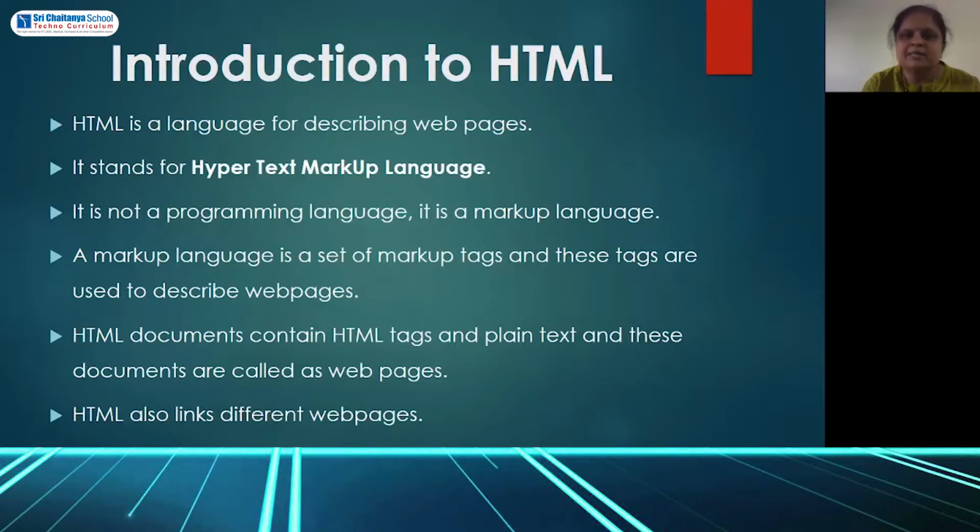So, what is this HTML? HTML is a language for describing web pages. You know what this describing is? You might have observed in the browser, when you open some web page, some text will be highlighted, some will be in different colors, some will be bold, some italic, some underlined. So how? Using the HTML tags, elements, and attributes, those will be described, so that they are displayed like that in the web page.